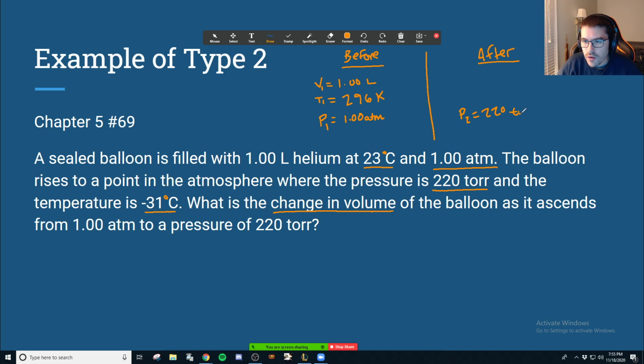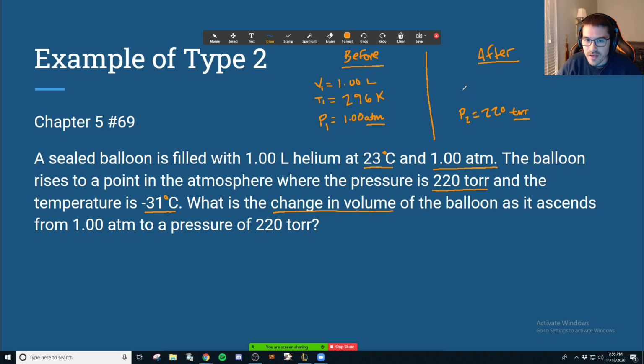torr. Now you might be thinking, why are they doing this to us? Why are they giving us 2 different units? You are going to need to convert one of them to the other. It doesn't really matter which way you do it, but they are going to need to be the same unit. We'll get to that in a minute.